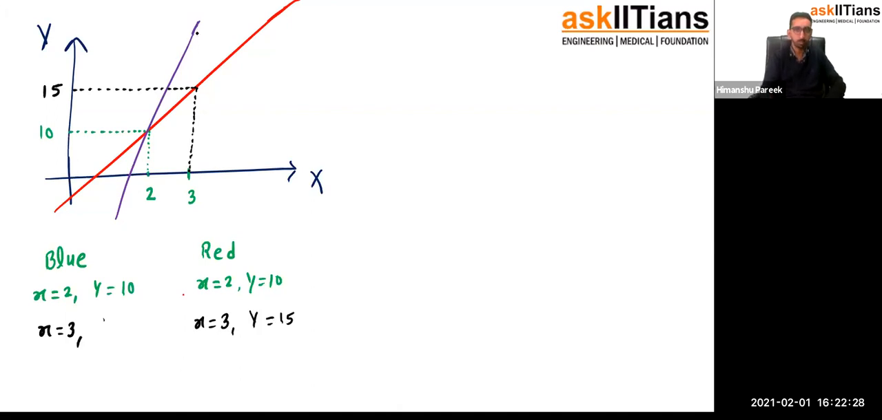Let us see for the blue color line. For the blue line, the y at x is equal to 3 is somewhere here, which is, let's say, 25. So for the blue line, y is equal to 25.